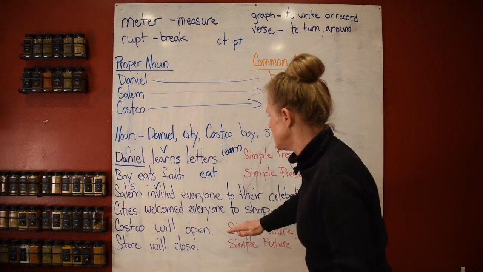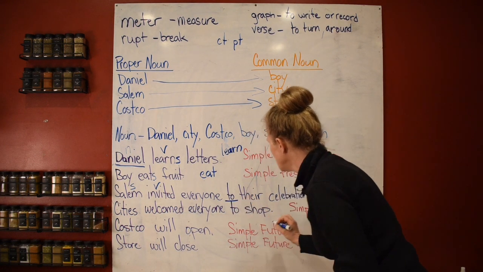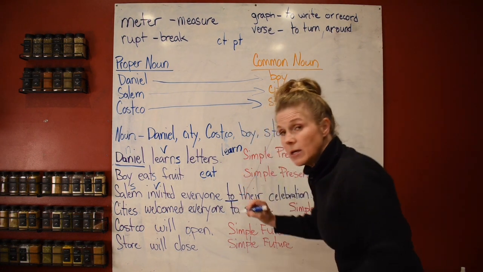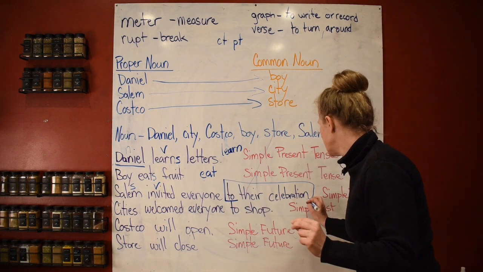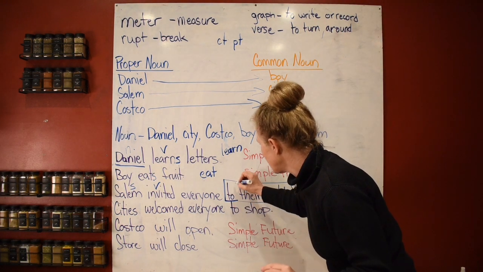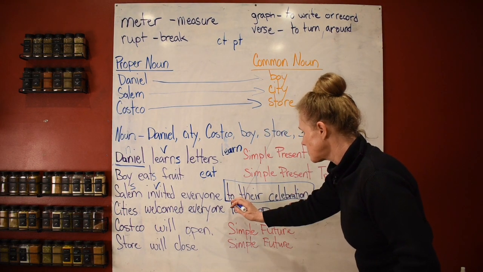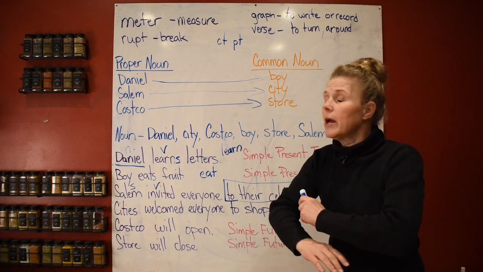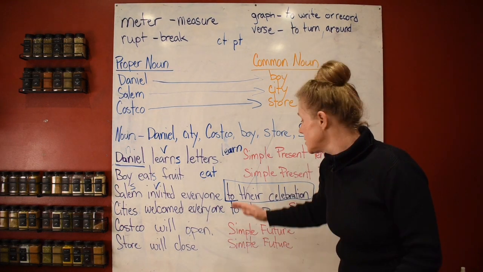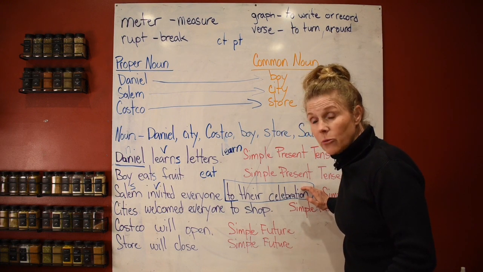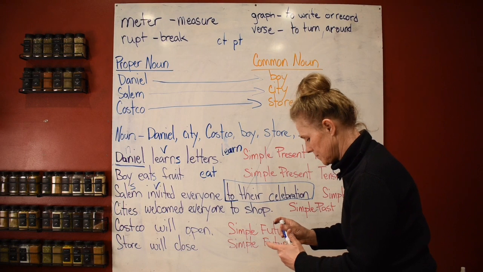Salem invited everyone to their celebration. Now look at this. This is called a preposition. To is a preposition. And then this whole thing is a prepositional phrase. And you are going to see these in thousands of sentences. They are the workhorse of our language. Okay?